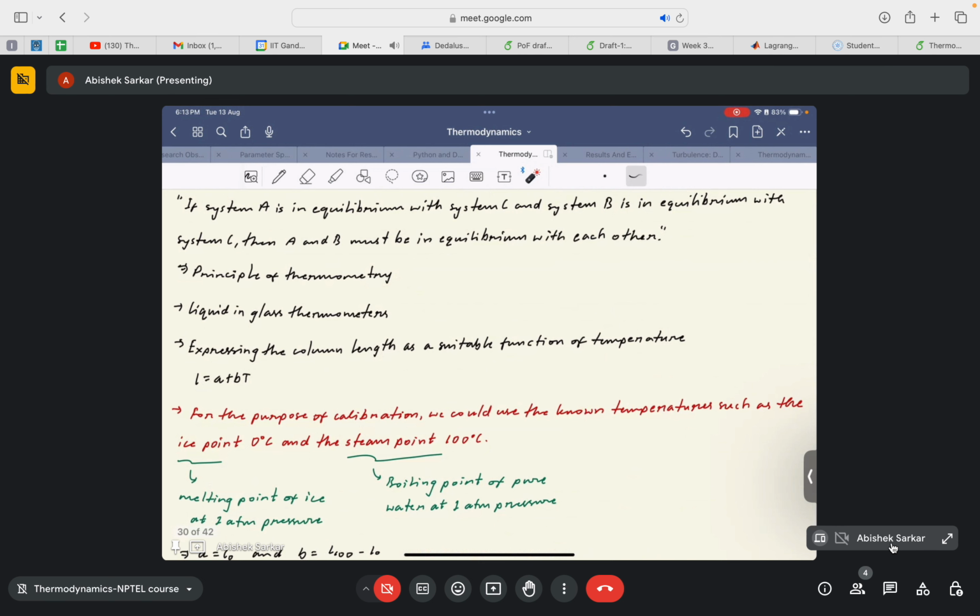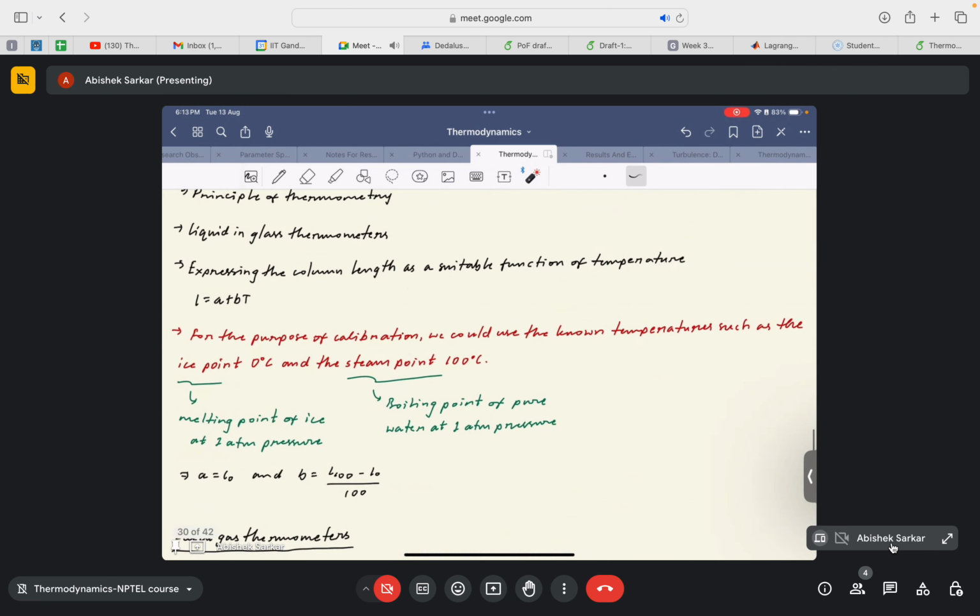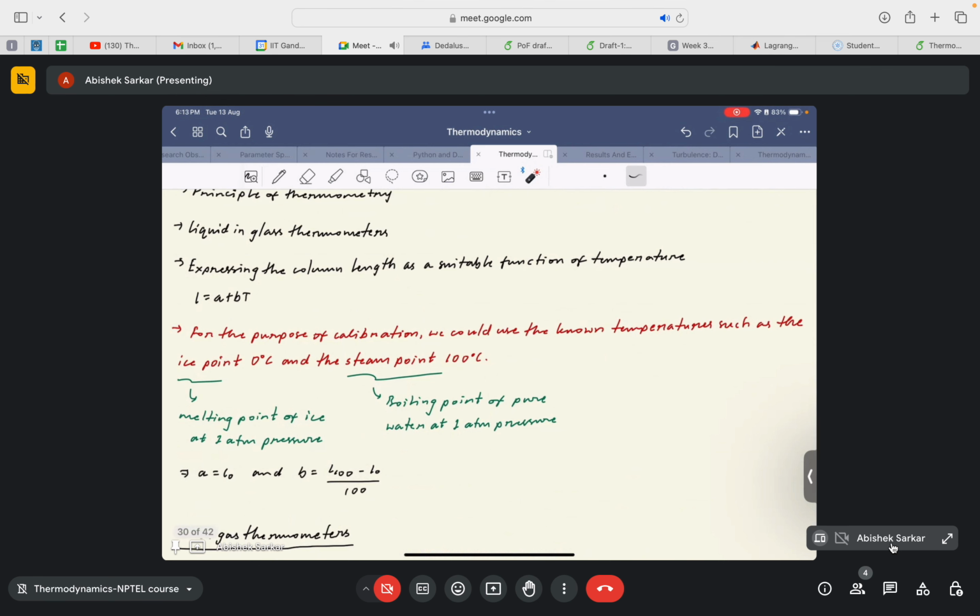There are liquid in glass thermometers, then there are ideal gas thermometers, so he discussed different types of thermometers. Again, I'm not going to go through the entire derivations, but I'll just go through one or two formulas because we will be using them in today's session.